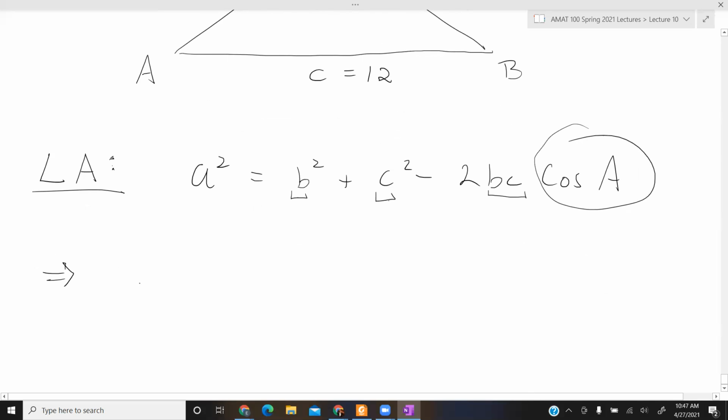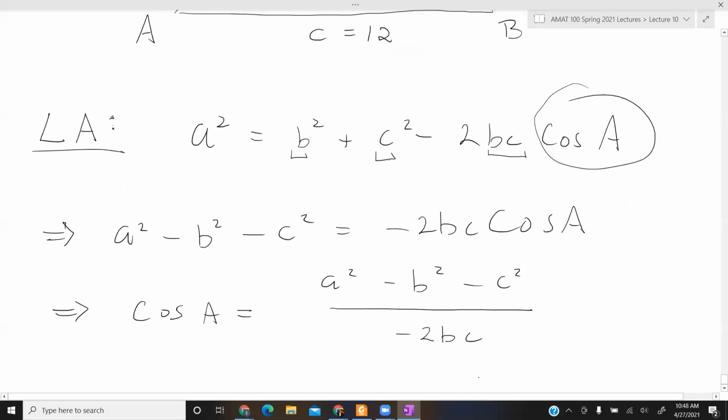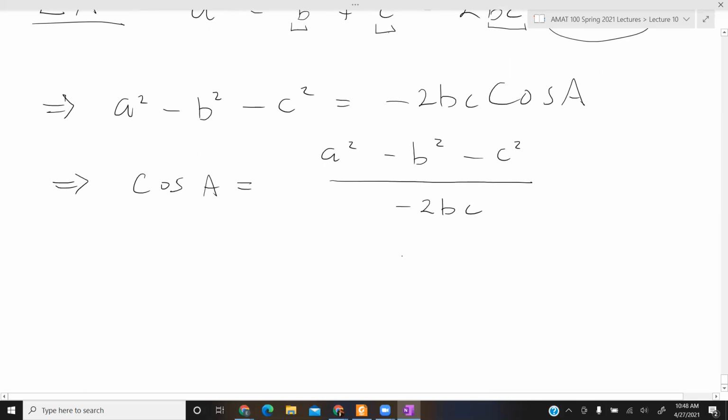If you do that, you can put a squared and c squared on both sides, so on the left-hand side you'll have a squared minus b squared minus c squared equals minus 2bc cosine A. Then I'm going to flip the equation so I have cosine on the left-hand side, and divide both sides by 2bc, and that will isolate cosine A. So I divided by minus 2bc, and then I cancel this negative and flip the terms around a little bit.